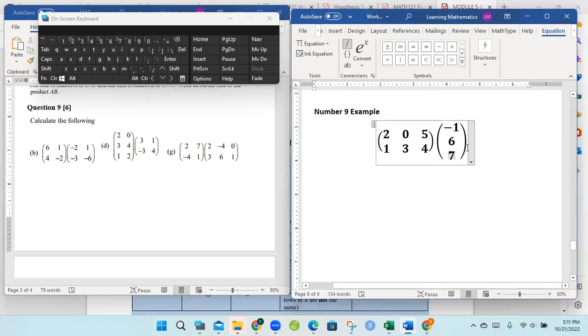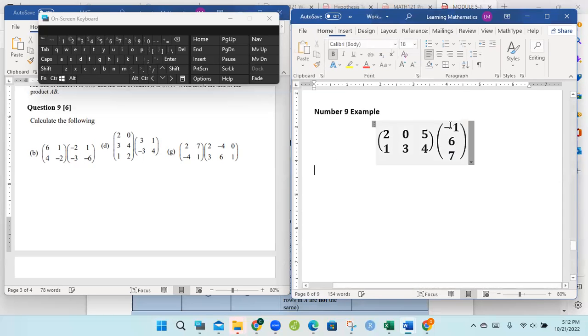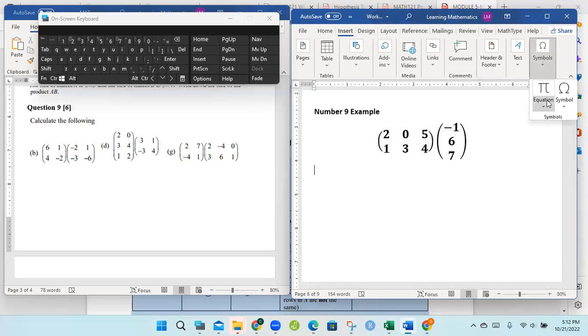Now, what kind of matrix will I get? Remember we said the first matrix will control the number of rows. So I have 1, 2 rows, so my product will have 2 rows. And 1 column in the second matrix, so my product will have 1 column. So I'm going to have a 2 by 1. My product is going to be a 2 by 1, 2 rows and 1 column. That's what my answer is going to be, my product. When you multiply, you get a product.